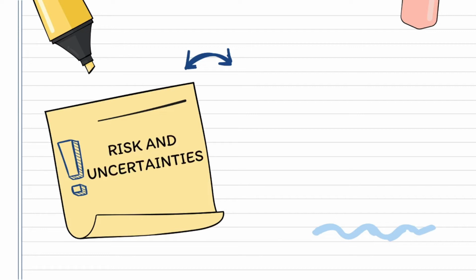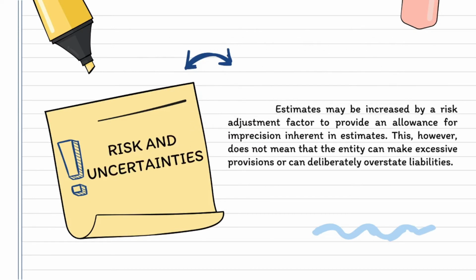Risks and uncertainties. Dahil nga uncertain, may instances na baka mamali yung estimate o baka mamali yung assumption, kaya nagpo-provide yung entity ng allowance or risk adjustment factor. However, dapat maging cautious o maingat yung entity sa pagpo-provide nito dahil baka sobrang lumaki yung allowance at mauwi siya to overstate liabilities.